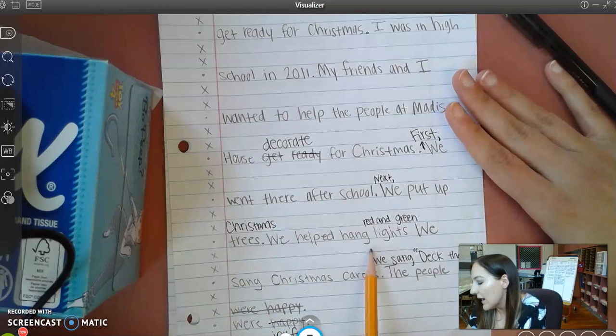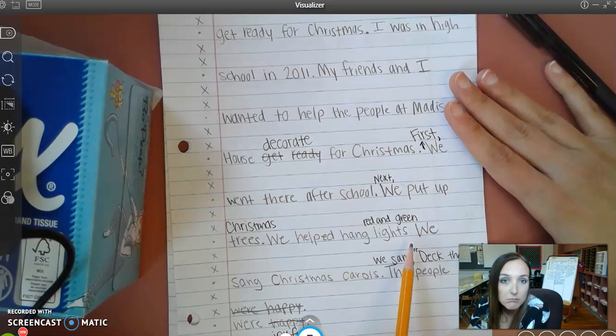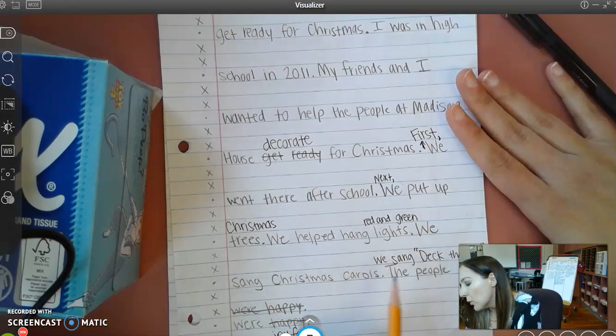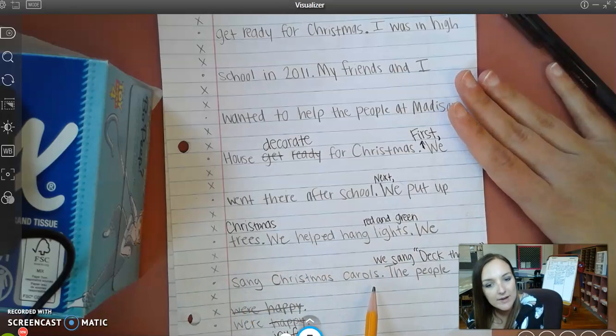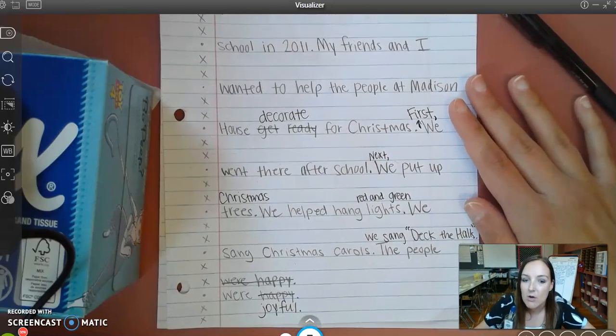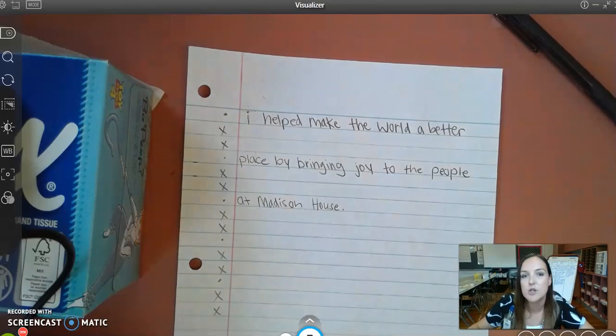We helped hang red and green lights. Is that a complete sentence? Yeah, it tells who's doing it and what they're doing. We sang Christmas carols. That one has a period there, so I know that's a complete sentence. We sang Deck the Halls. The people were joyful. All right, let's check the last page.